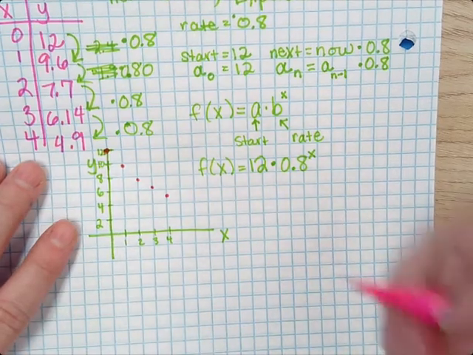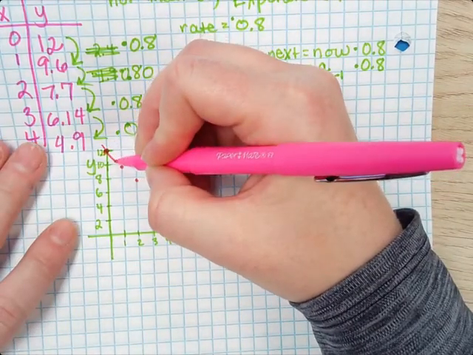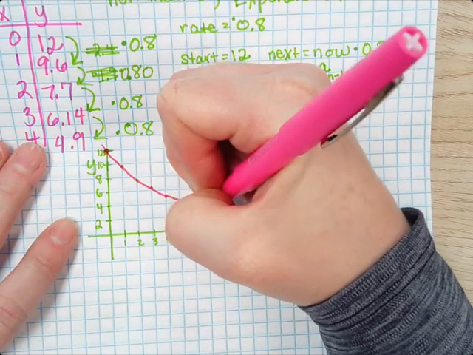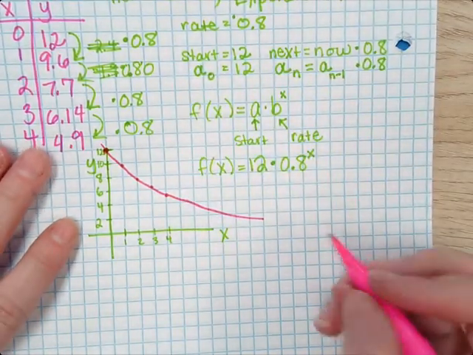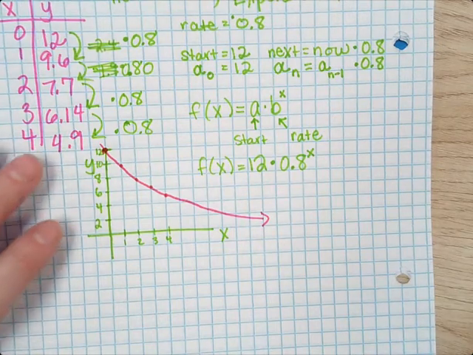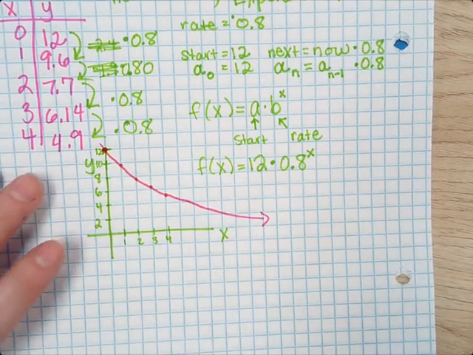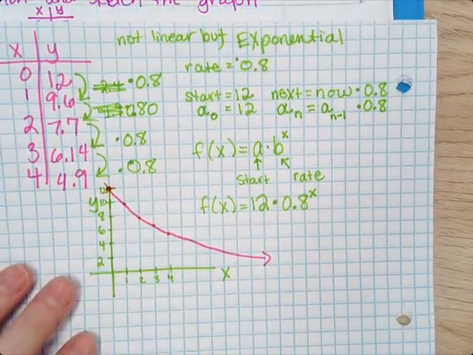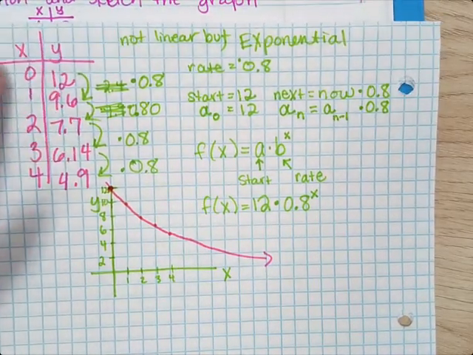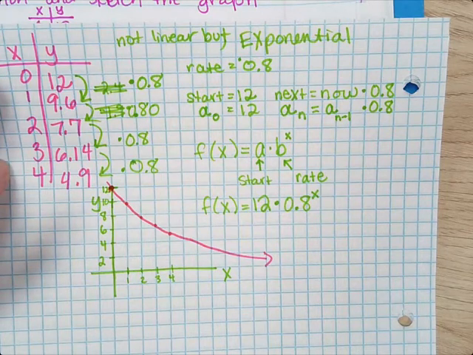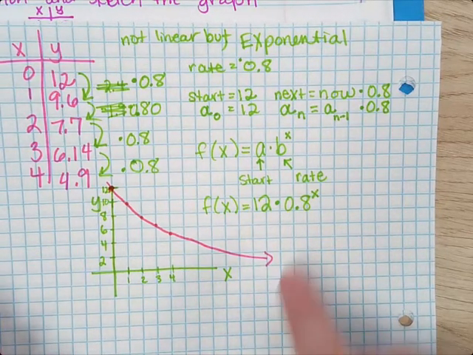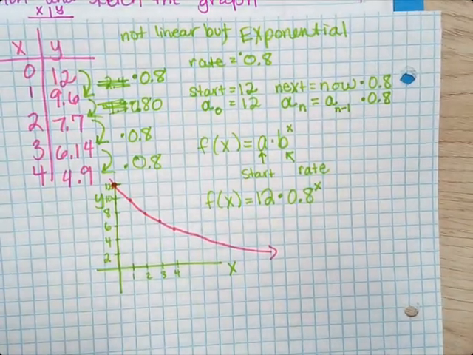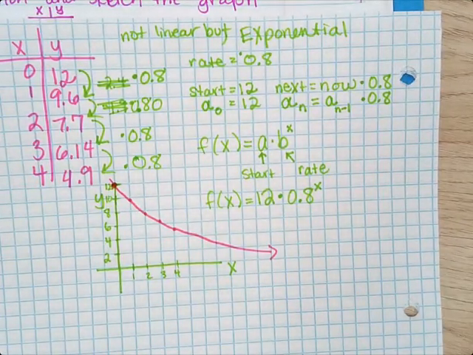And it's supposed to be a curve, so make sure it has a curve in it. It's going to go something like that, because it's exponential. It's not a line, it's a curve. So in your test next week, you'll be given a table, and you'll have to match it to an equation or a graph or the recursive. So you have to know how to get from the table to the other parts.